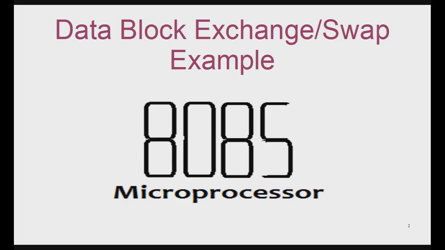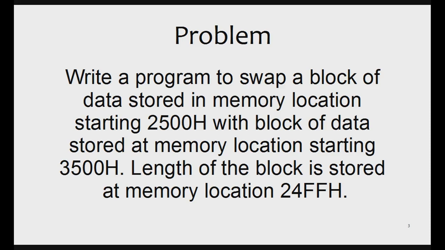In this video, we are going to see a data block exchange example of 8085. The question asks to swap a block of data stored in memory locations starting at 2500 with another block starting at 3500. So in this case, 2500 and 3500 are the beginning addresses of the blocks.